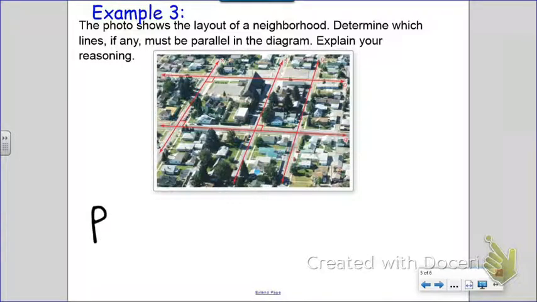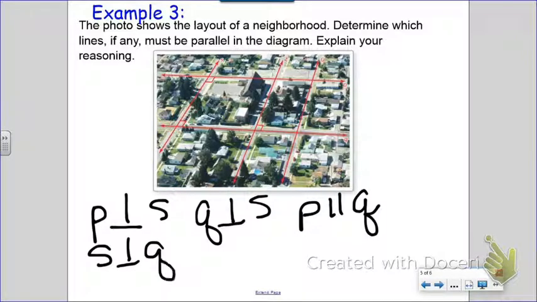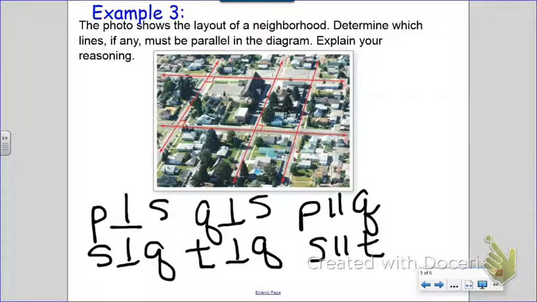So we know that line P is perpendicular to line S. We also know that line Q is perpendicular to line S. So by our lines perpendicular to a transversal theorem, P is parallel to Q. Also we know lines S and T are both perpendicular to Q. So again, by the perpendicular to a transversal theorem, S is parallel to T.